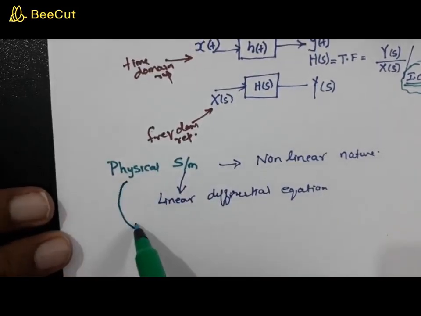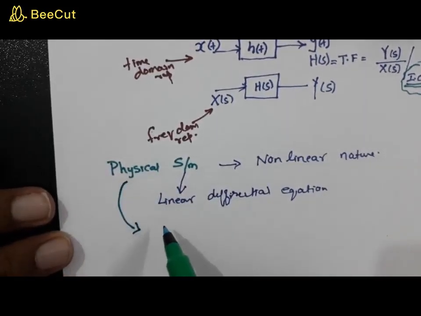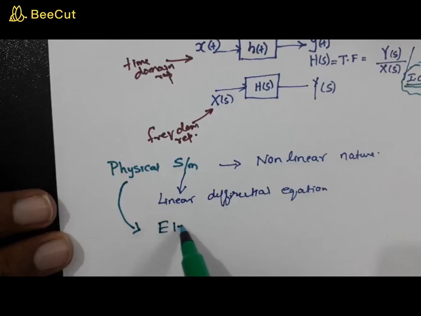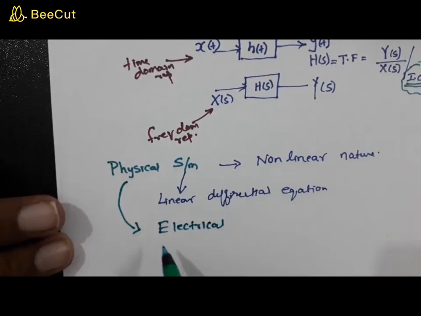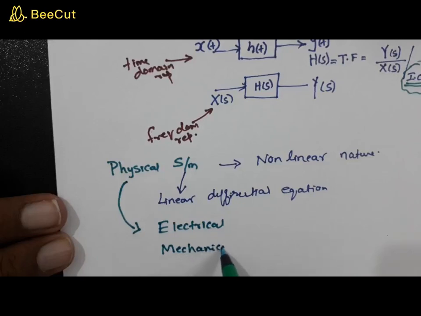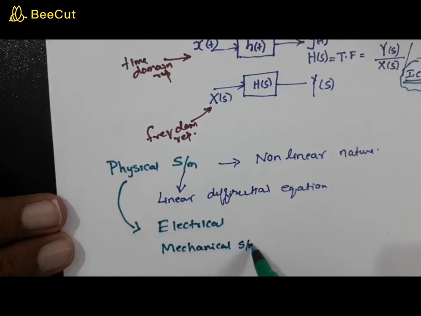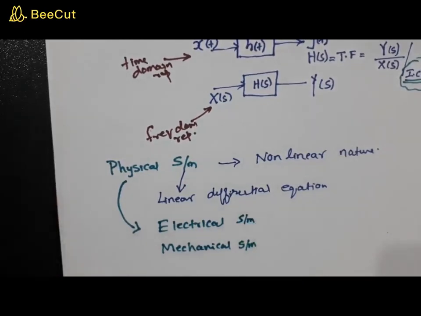Let's see some of the examples. Now, what are the various physical systems that you can have? The two physical systems that you need to study, which are mentioned in your syllabus, are electrical and mechanical systems. What do you mean by this? Electrical systems are nothing but simply some circuits. It can be an RC circuit, it can be an RL circuit, or any other bigger circuits, I mean, an op-amp circuit. All come under electrical systems.